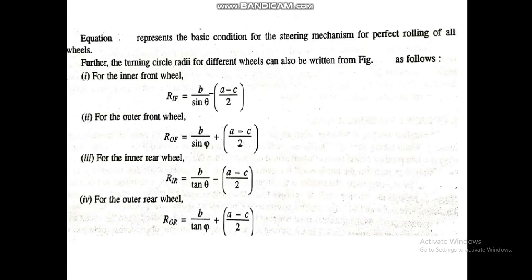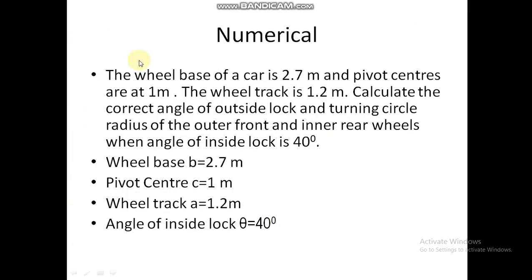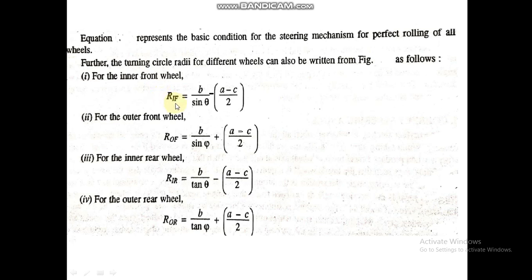Another formula that we have discussed was about turning radius. For the inner front wheel, the turning radius is RIF. This is the relation. For the outer front wheel, this is the relation. Similarly for the inner rear wheel and outer rear wheel. So based on these relations, we will discuss a numerical problem.